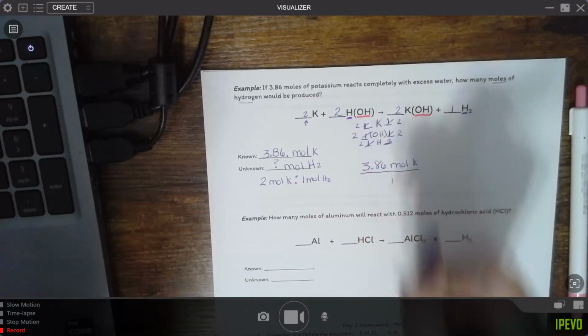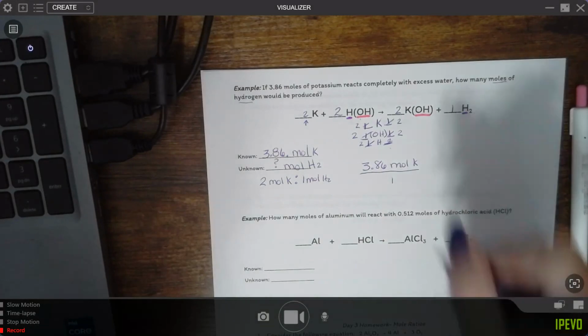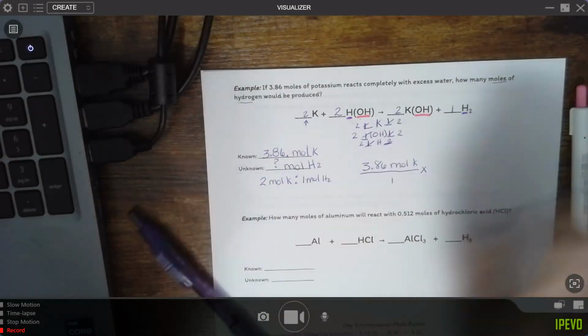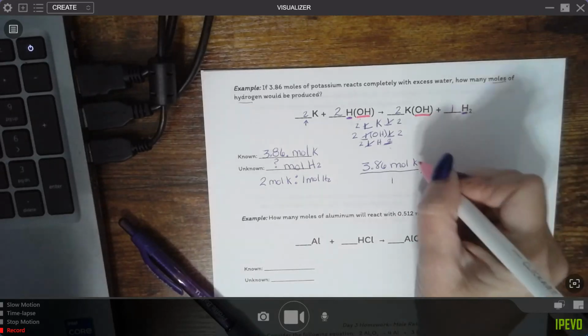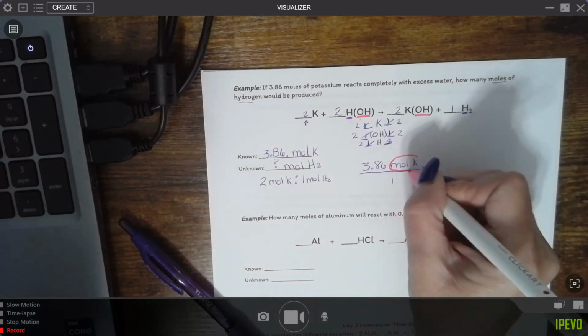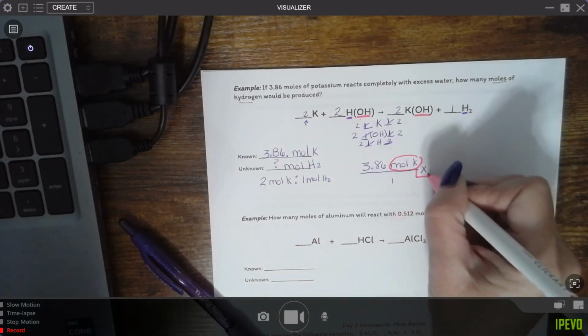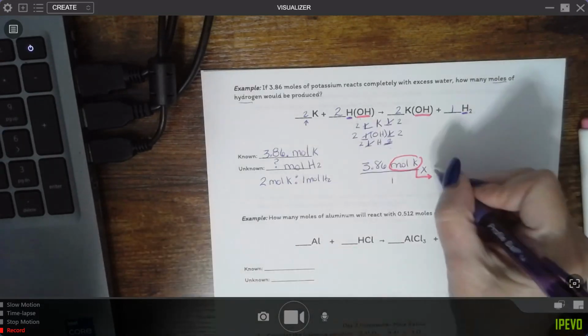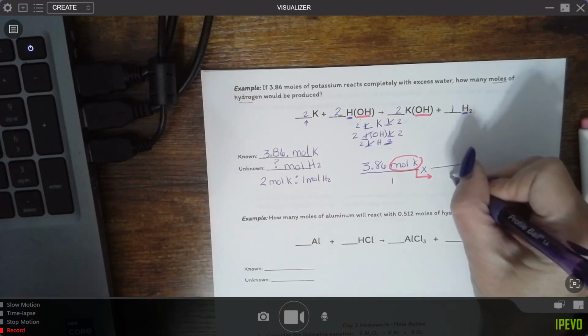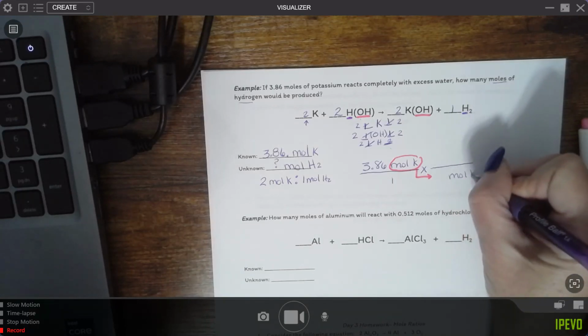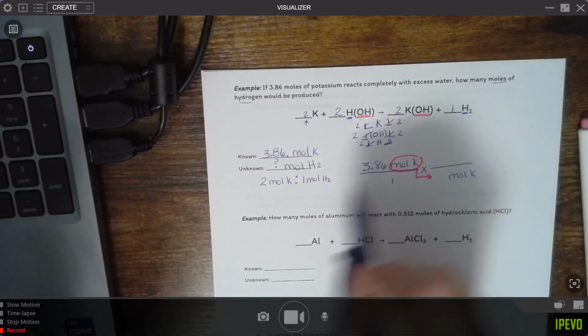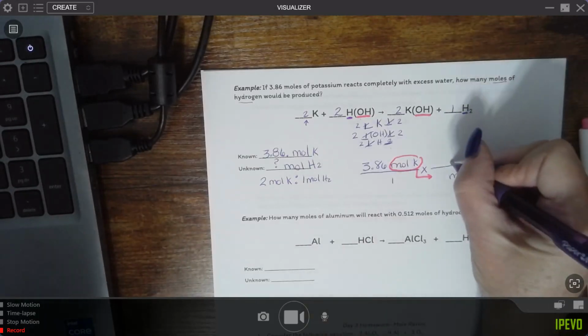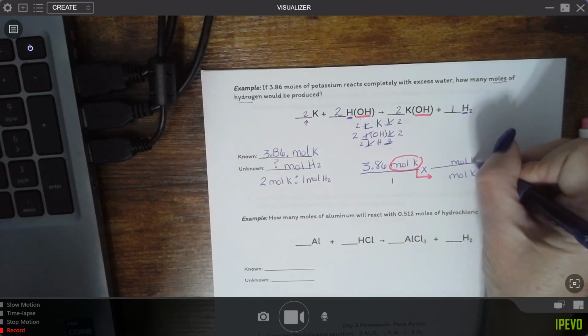Still always going to put that over 1, okay? And this is where our down and diagonal, all right? Here we have moles of potassium. So that's going to go down and diagonal. So on the bottom, I'm going to have moles of potassium. On the top, I'm looking for moles of hydrogen, so moles of H2.